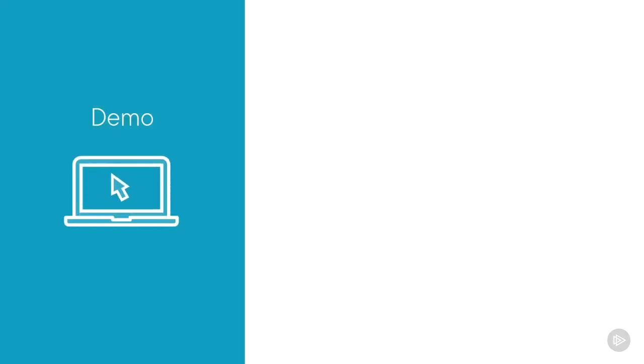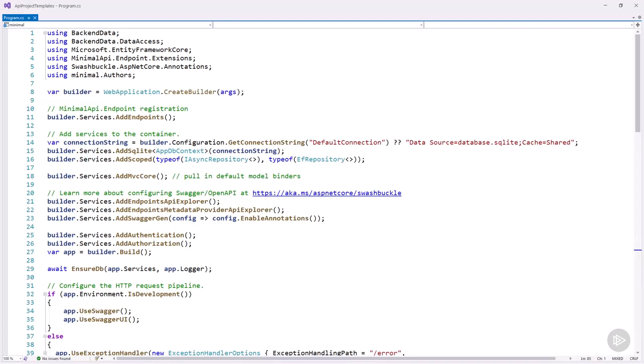Let's see how we can organize minimal API endpoints using program.cs as well as the two alternative approaches. Minimal APIs are often shown in demos being configured completely inside of program.cs, which is also where the rest of the app is set up. This works fine for demo applications. Here you can see a typical program.cs for setting up minimal APIs.